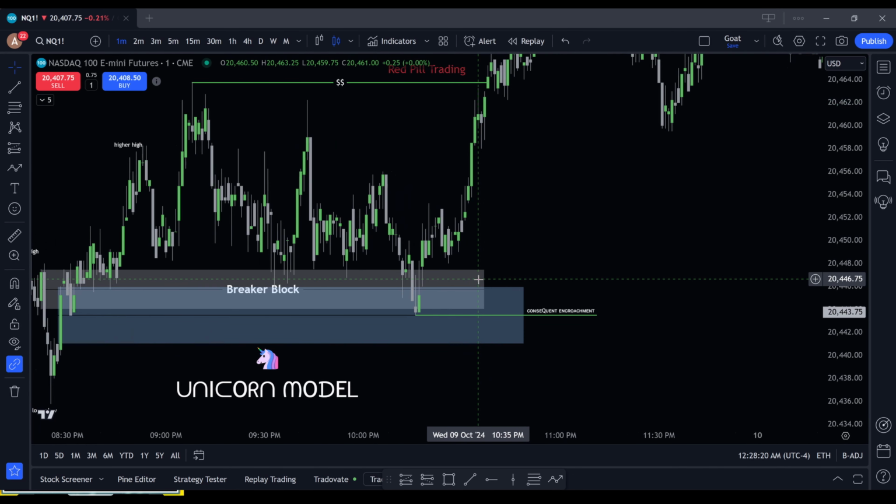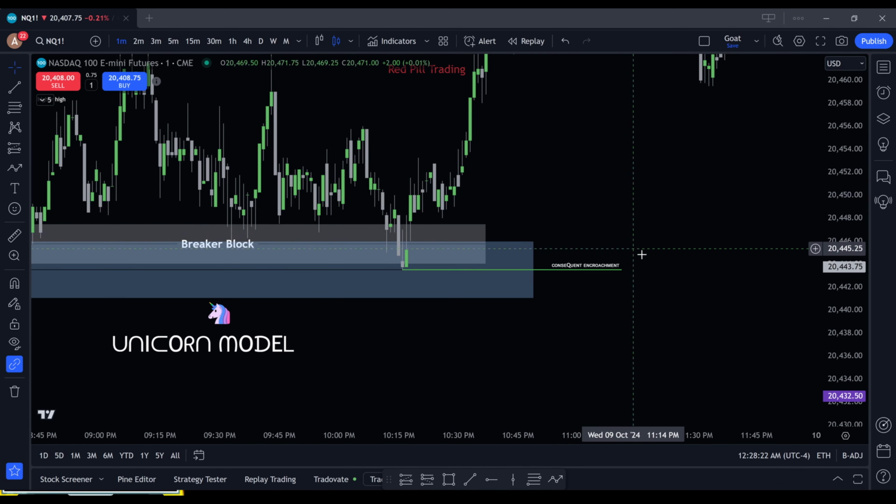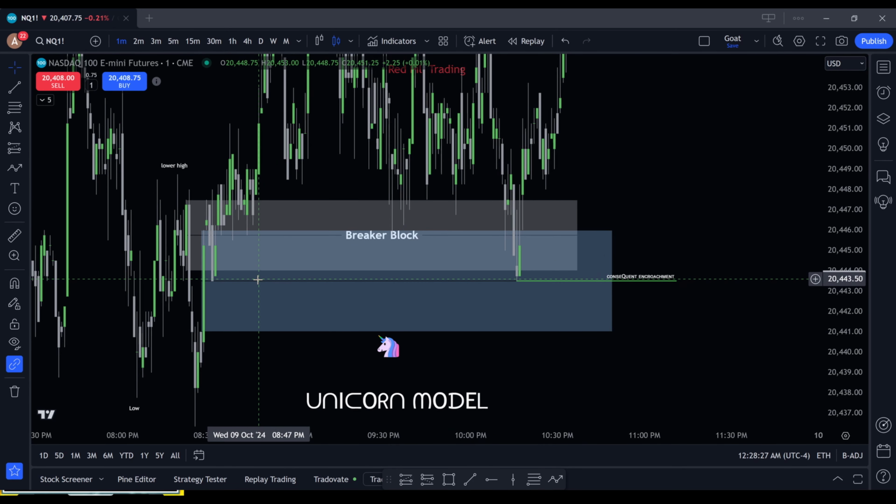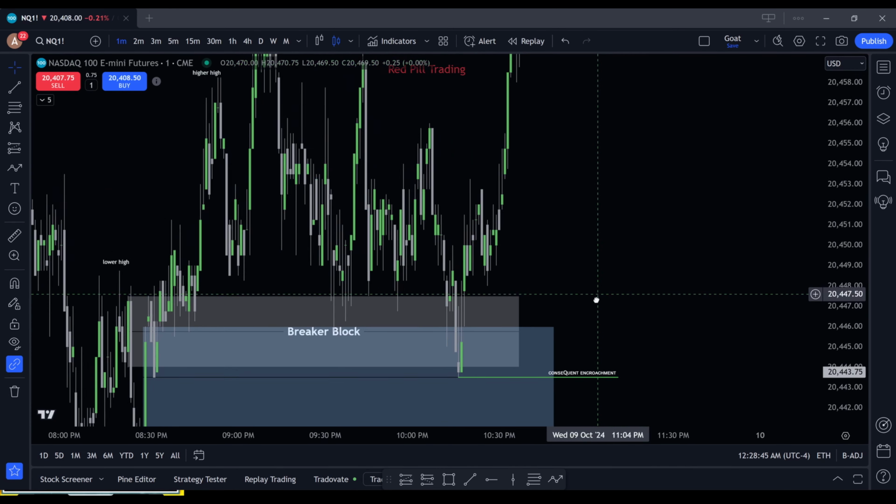Now, if you look at this, you cannot tell me this is not like clockwork. Consequent encroachment, fair value gap. Look where that wick is at. It's literally kissing consequent encroachment to the tick. Okay, came down, bearish, kissed consequent encroachment, and then shot up.